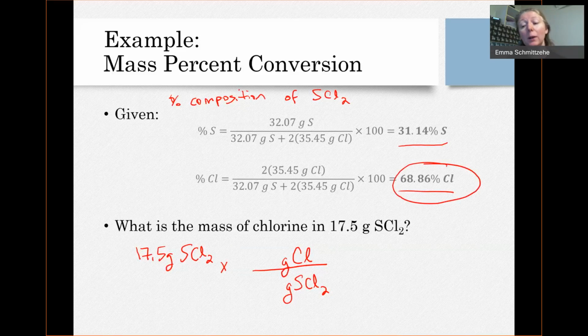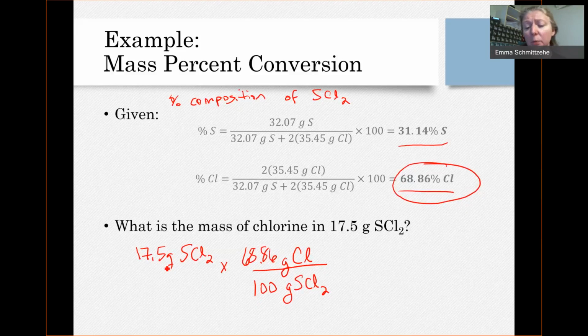So it'd be 68.86 grams of chlorine per 100 grams of SCl2. So I'm going to put that in here, 68.86 grams of chlorine per 100 grams of SCl2. So that comes directly from that percentage. Alternatively, if you really wanted to, you could say that it's 0.6886 grams per 1 gram of the compound. Okay, I think it's easier, just take that number and put it over 100.